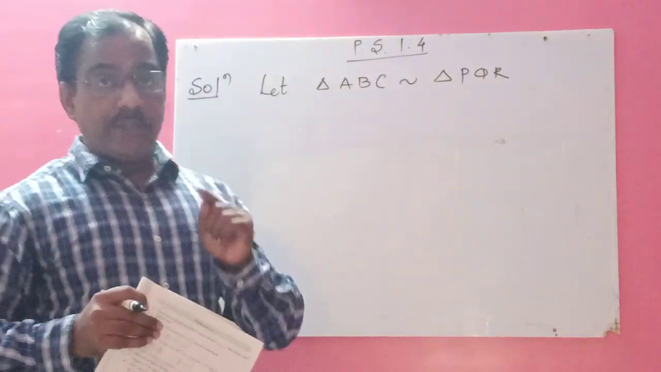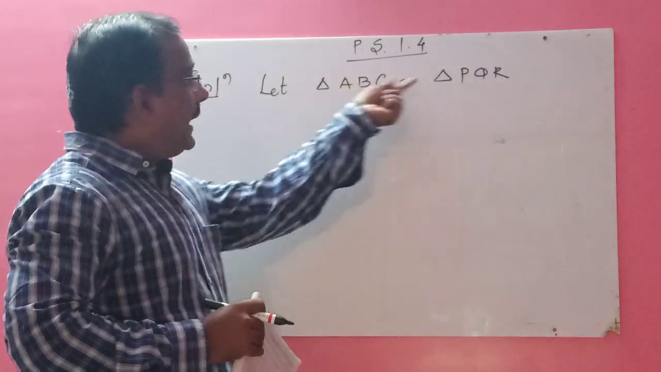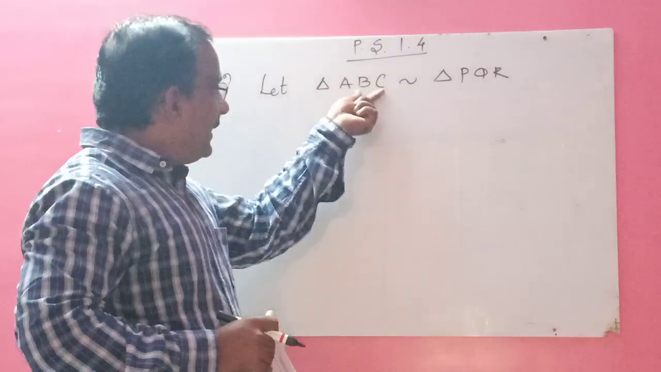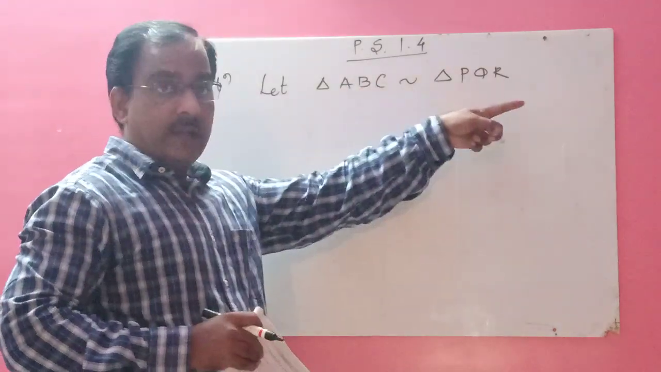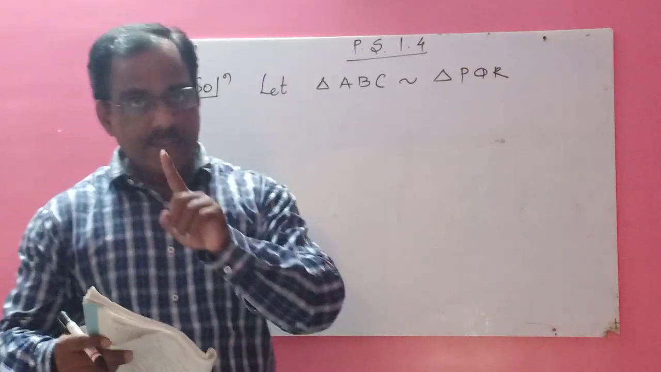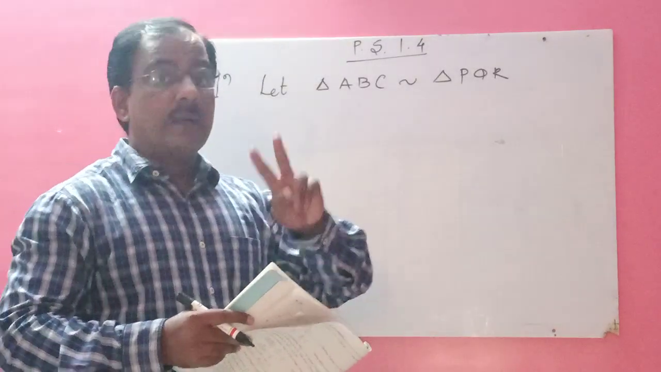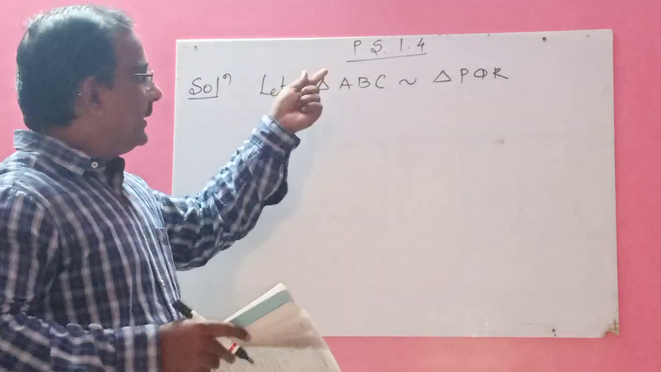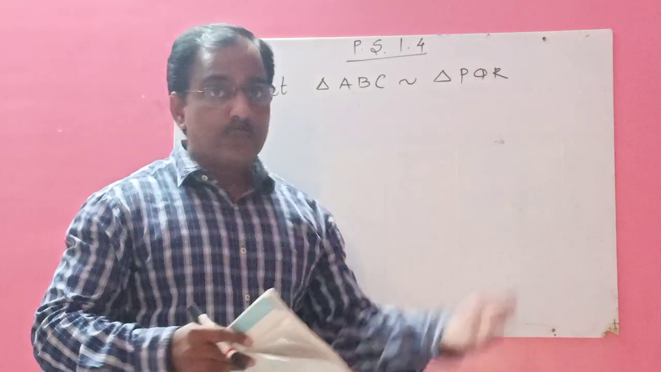As per the question, what is given? The ratio of their corresponding sides, meaning AB upon PQ, or BC upon QR, or AC upon PR, is equal to 3 upon 5. Understood this one? Once again, two triangles are similar. The names are not given, I have taken from my side. Let triangle ABC be similar to triangle PQR. Next, what is given?